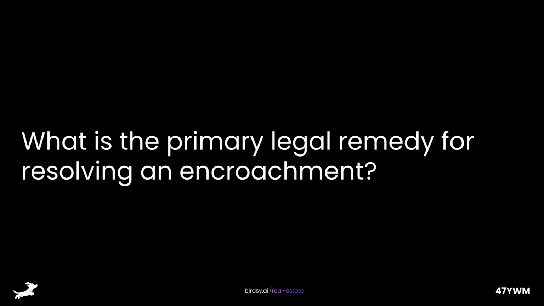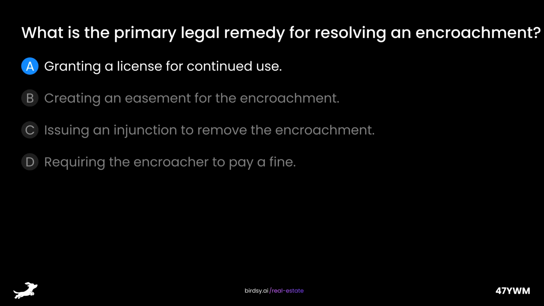What is the primary legal remedy for resolving an encroachment? Is it A, granting a license for continued use, B, creating an easement for the encroachment, C, issuing an injunction to remove the encroachment, or D, requiring the encroacher to pay a fine?